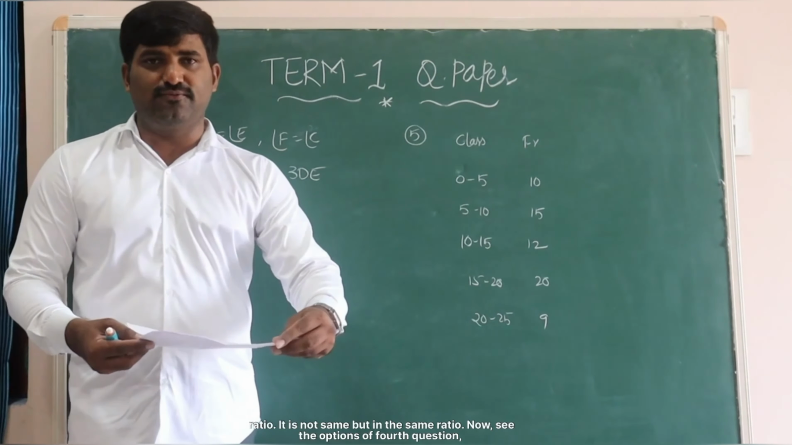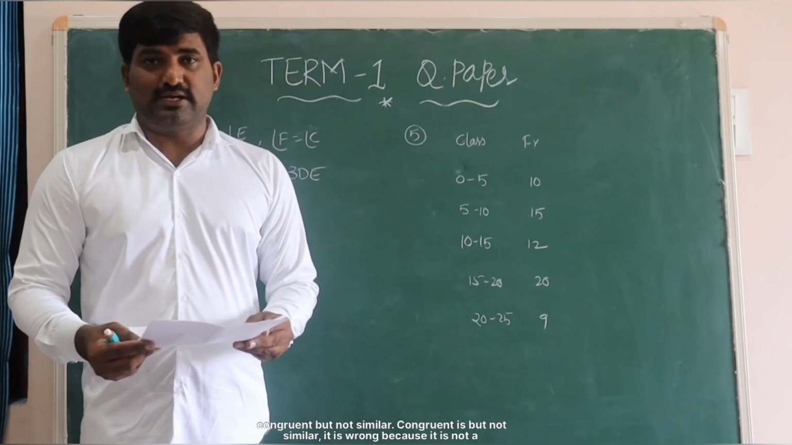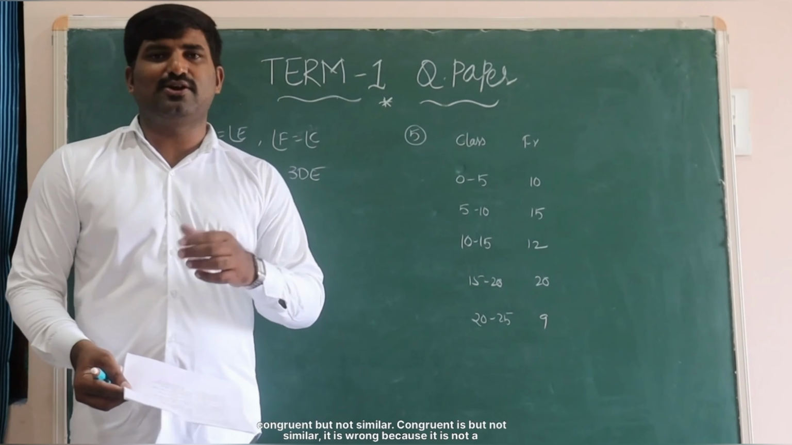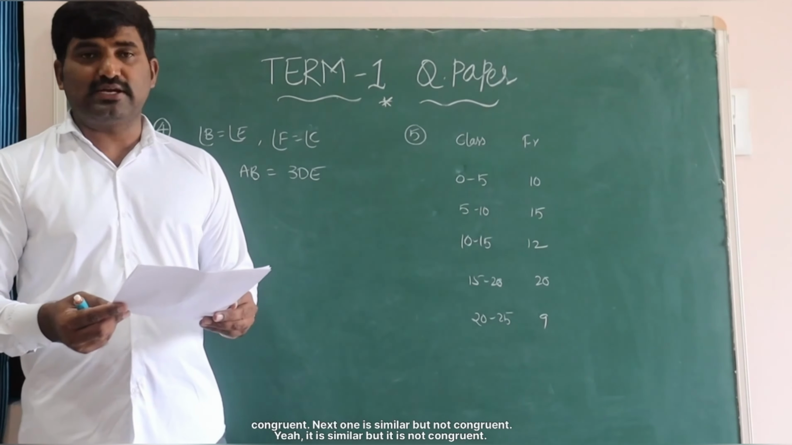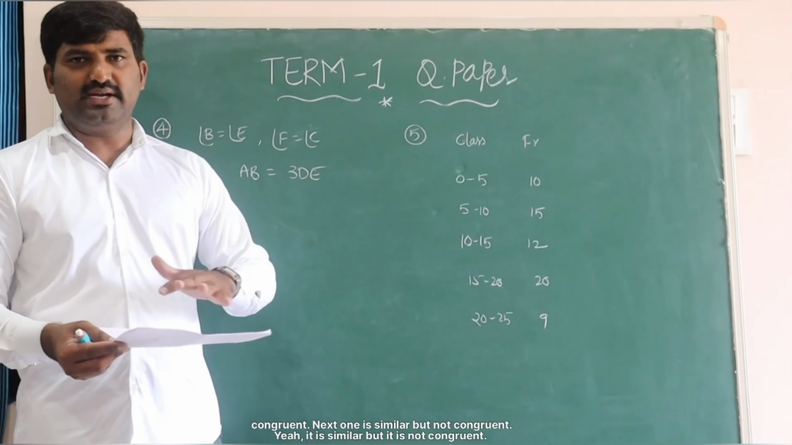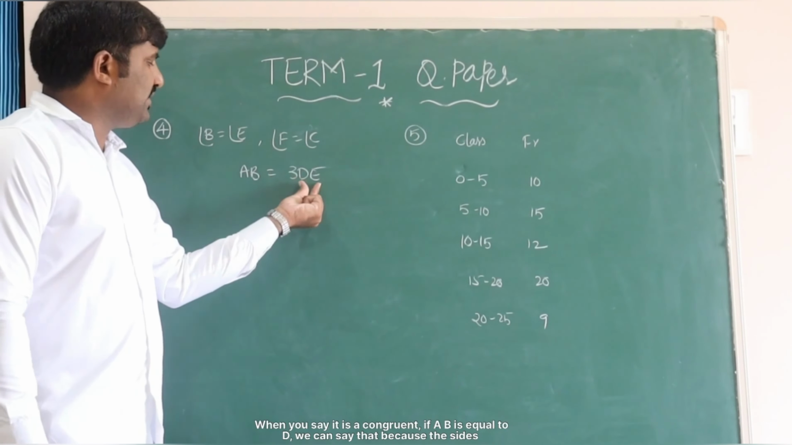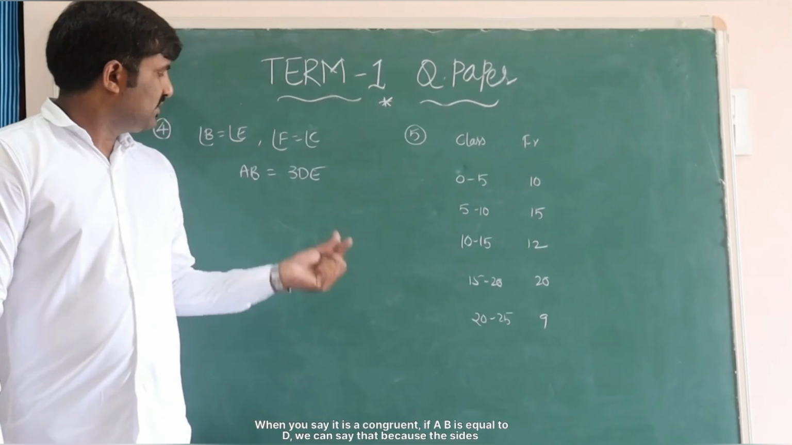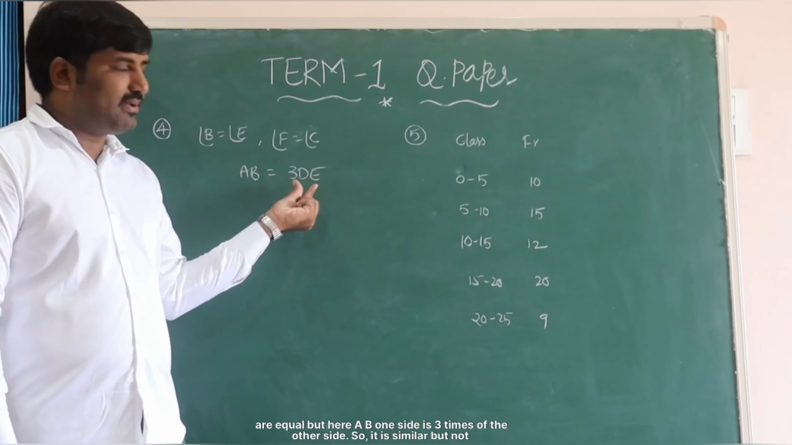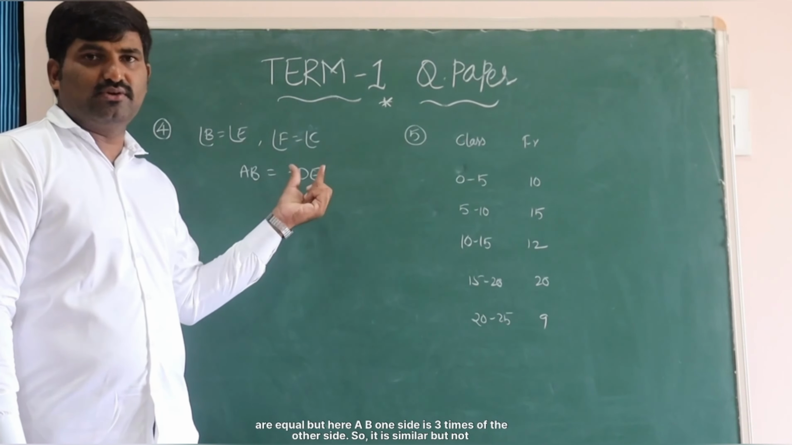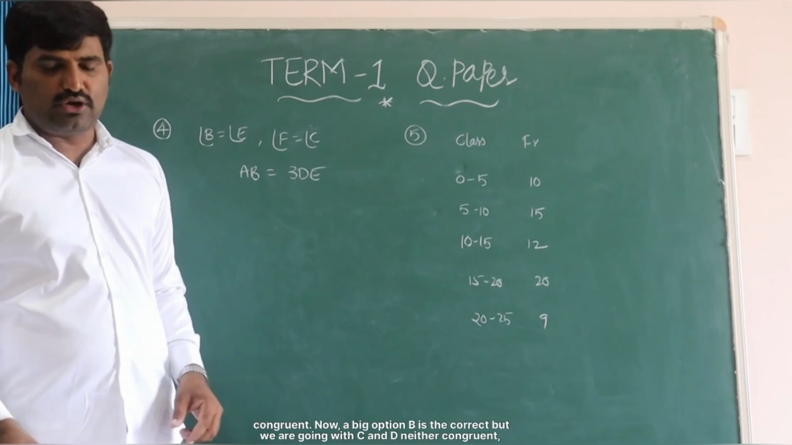Now see the options of the fourth question. Congruent but not similar is wrong because it's not congruent. Next one is similar but not congruent. Yes, it is similar but not congruent. We would say it's congruent if AB is equal to DE, because then the sides are equal. But here one side is 3 times the other side. So it is similar but not congruent.